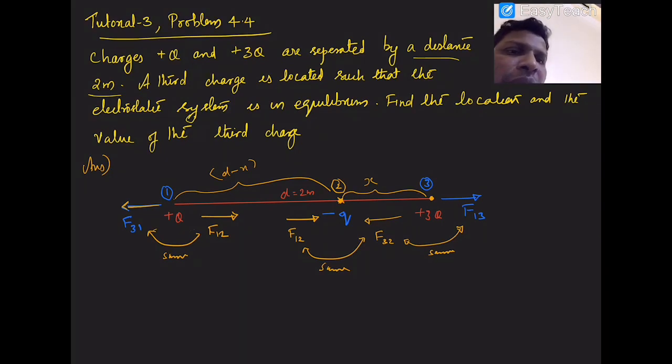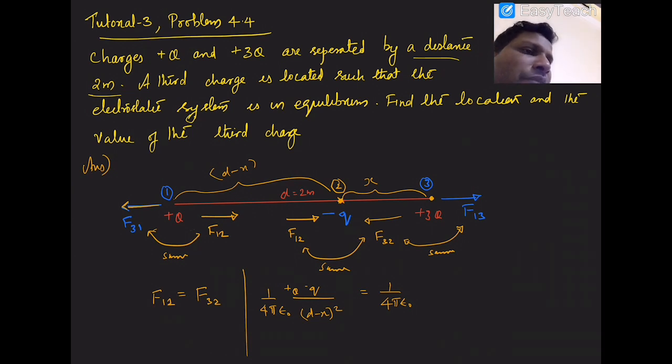So we can say that F12 will be equal to F32 at equilibrium. With the definition, it is 1 by 4 pi epsilon 0. What is F12? It is the force between plus q and minus q, so it is plus q and minus q divided by the distance between them, d minus x, the whole square. This will be equal to 1 by 4 pi epsilon 0 into the force between plus 3q and minus q, divided by x square. You can see that there are a lot of common terms, so we can cancel all these common terms. This q and this q, and minus q and minus q will cancel. So I will get 1 over d minus x the whole square is equal to 3 by x square.